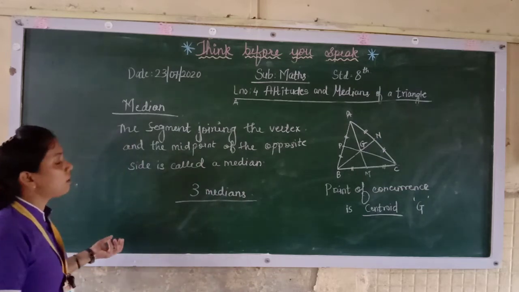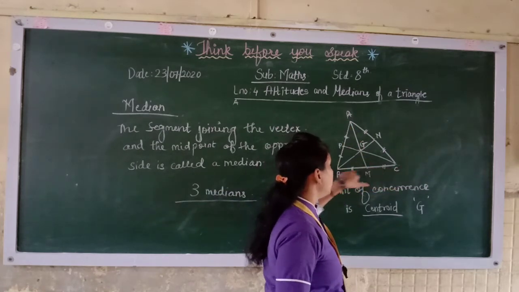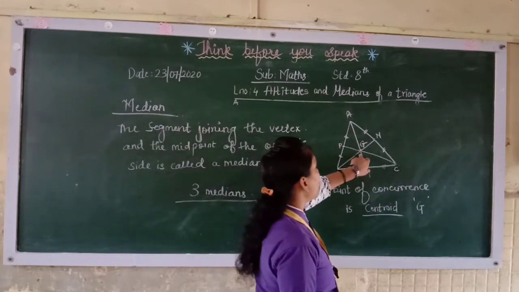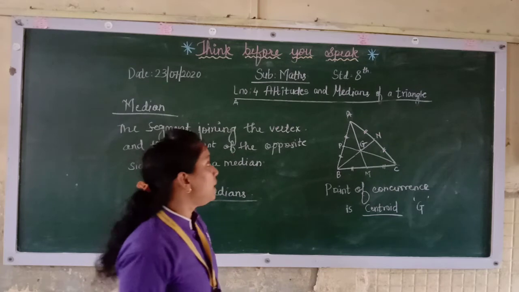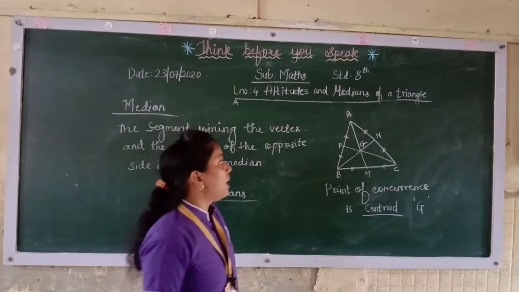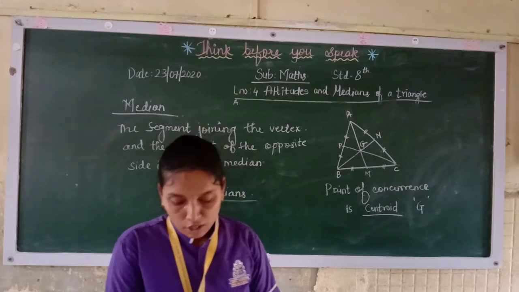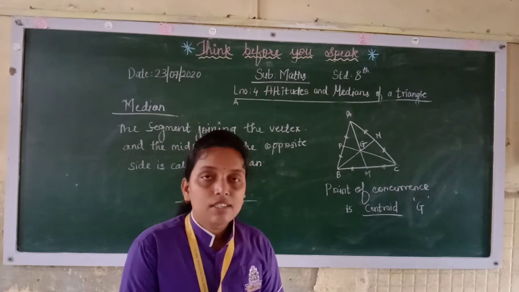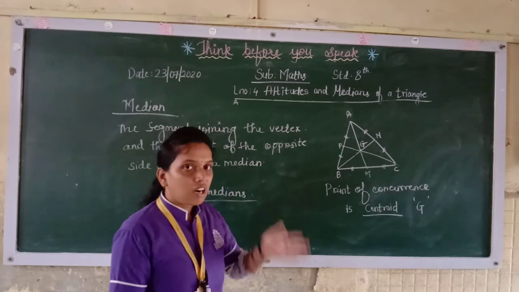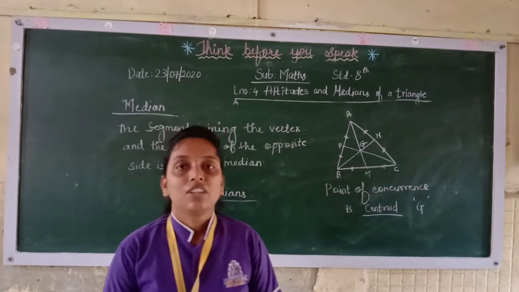Similarly, for medians, the segment joining the vertex and the midpoint of the opposite side is known as a median. A triangle will have 3 medians, and the point of concurrence for these medians is the centroid, denoted by the letter G. Further, it will divide that median in the ratio 2:1. So remember that the centroid divides each median in the ratio 2:1. When it is a perpendicular height, that is known as an altitude, and when it is joining the midpoint of the opposite side, that is a median.